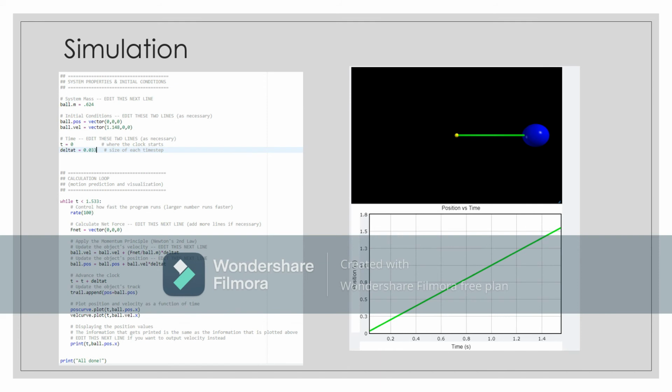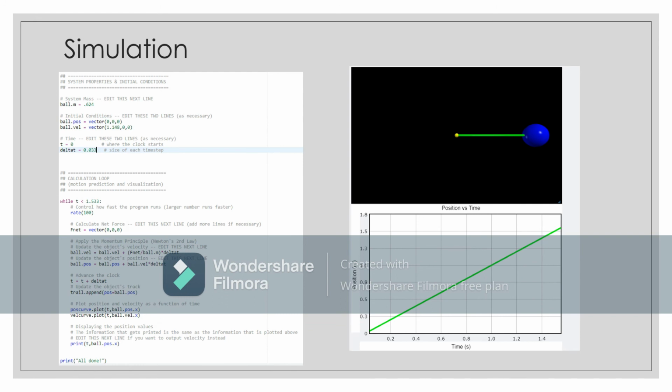So in this simulation slide, you have all the data on the left side. So the mass of the ball is 0.624. This isn't used, however, because of the assumed net force of zero. So you have the position vector at 0, which is the origin, the velocity of the ball at 1.148 meters per second in the x direction, and then the step size being 0.033 seconds, which is one frame. So while t is less than 1.533, which is the end of all the frames or the final seconds, you have the F net vector equal to 0, because there's no acting forces, supposedly.